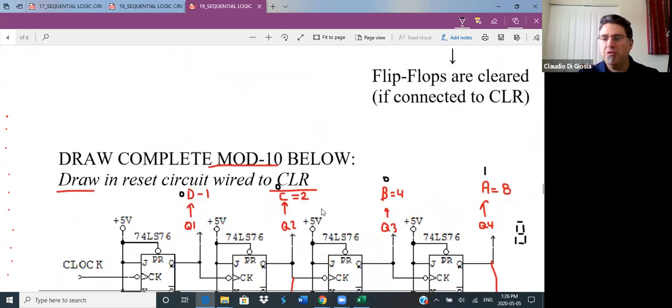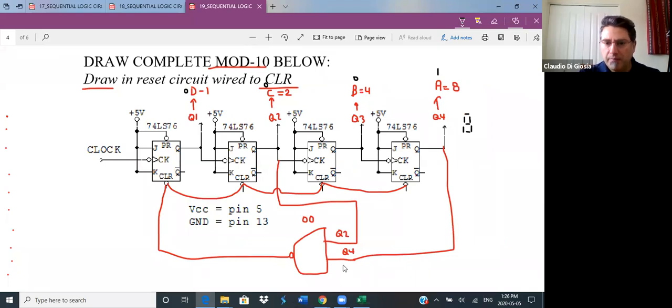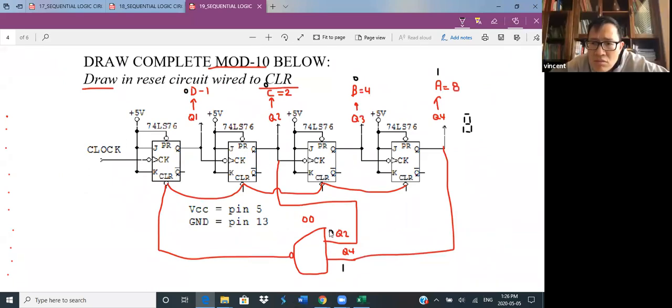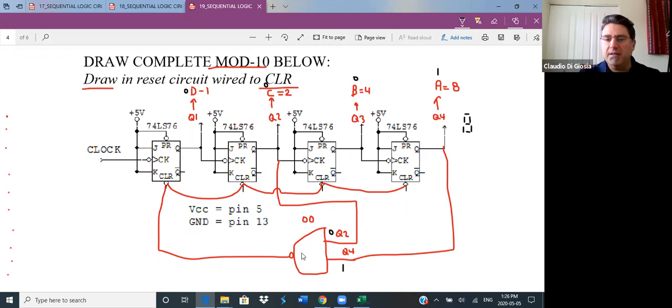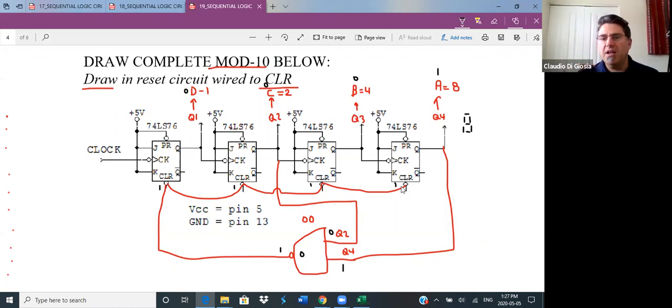Okay. Before I show you 9, let me just show you that this guy here is a 1. Q2 here is a 0. 0 and 1, the output of an AND gate is 0. Inverted is a 1. What does 1 mean? 1 represents 5 volts. So if I have full 5 volts on clear, am I resetting the clears? No reset. No, I reset with 0 volts or logical 0. As long as this is 1, I am not resetting, it's just counting.